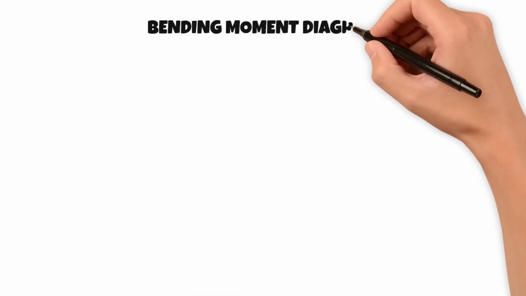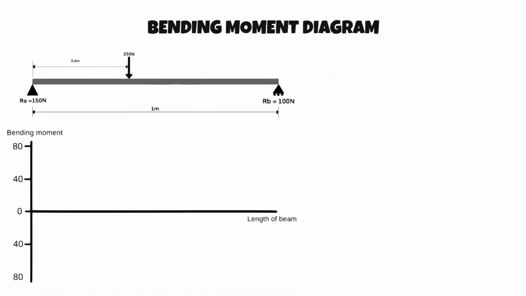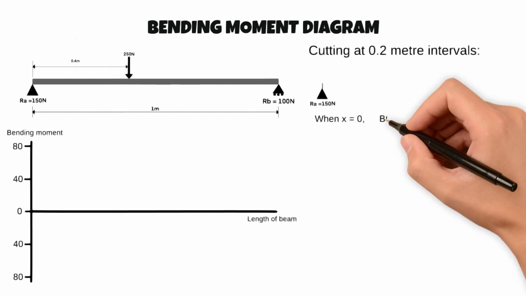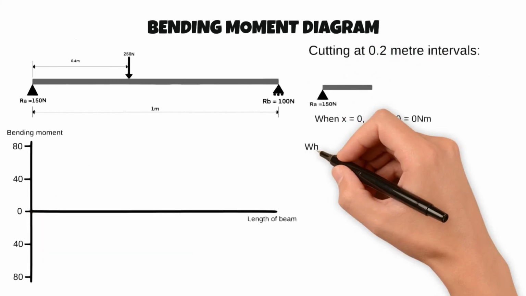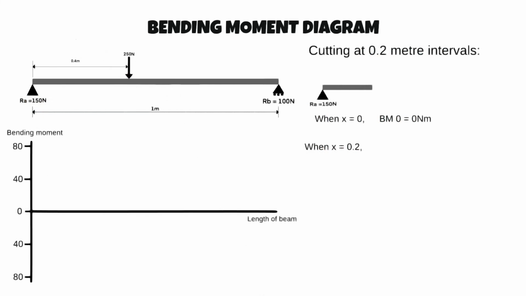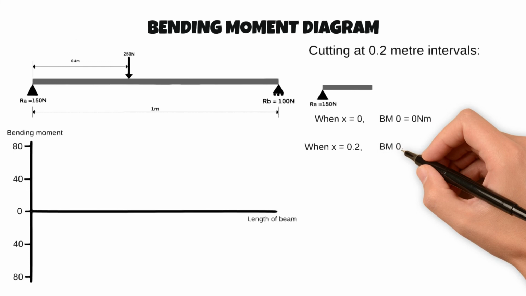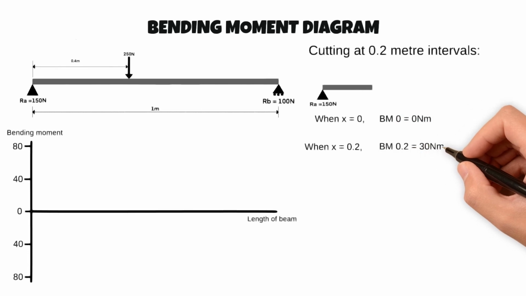Next, we'll look at how to draw the bending moment diagram for the same beam. Once again, we will be making cuts at 0.2 metre intervals and analysing the sections of the beam to the left of the cut. When x equals 0, the only force acting on the beam is the reaction force RA, but as it has a distance of 0 metres, the bending moment is equal to 0. So our bending moment diagram starts at 0. When x equals 0.2, the reaction force RA now has a distance of 0.2 metres. So our bending moment at 0.2 metres has become 150 times 0.2, which equals 30 Newton meters.